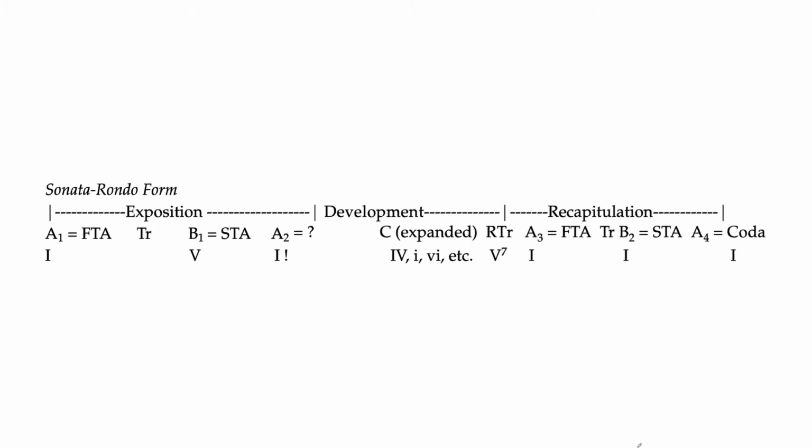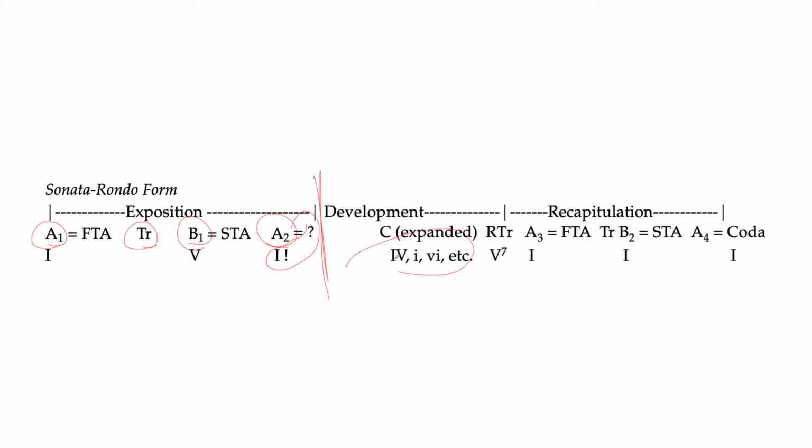This is the diagram of sonata rondo form taken from the Complete Musician by Stephen Leitz. And you see A, the first A, that means first tonal area, transition between them, B, the first B, this is the second tonal area, and then A, the second appearance of A. And I will explain what that means, the question mark. Then we have the development section.